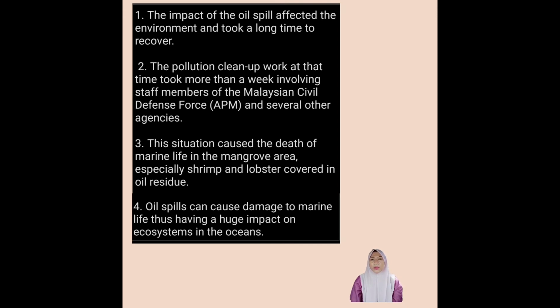The clean-up work at the time also found that this situation caused the death of marine life in the mangrove area, especially shrimp and lobster covered in oil residue. This situation explains that the effect of oil spills can cause damage to marine life, thus having a harsh impact on the ecosystem in the oceans.